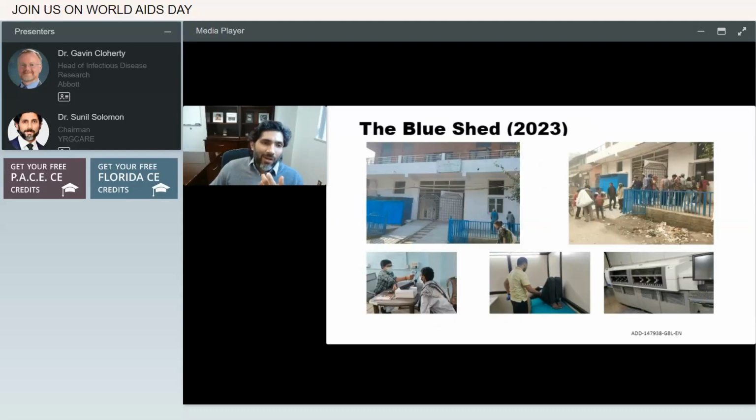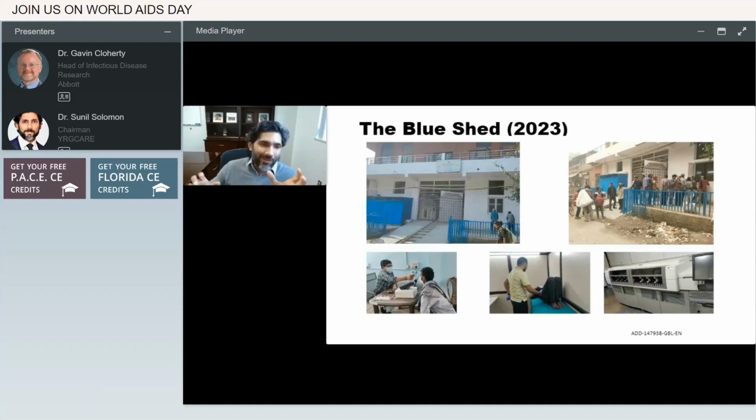And then the last model I want to end with is the Blue Shed itself. When Gavin and I were there in 2018, I believe, pre-pandemic, we said, wouldn't it be awesome if we could turn this Blue Shed into a place where we could offer HIV testing, HIV care, and provide social support to these individuals? It took us 5 years to get it off the ground. It also took a pandemic to make us get the Blue Shed up and running. But the original Blue Shed was gone by the time we could get it up and running.